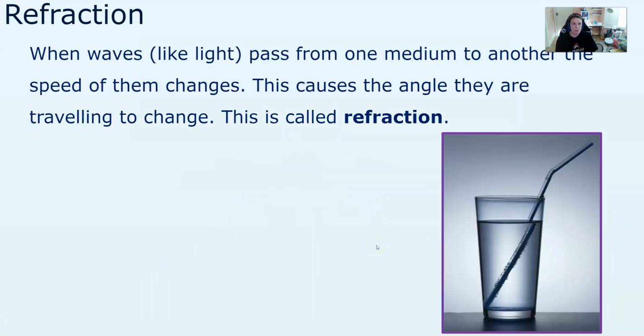You then have refraction. Refraction is where light, rather than reflecting, travels through one medium to another. So medium is what the light is traveling through. So waves pass from one medium to another and the speed changes, and this causes the angle they're traveling at to change, and this is called refraction, and it gives you strange images like this one where it looks like the straw is cut in half and the bottom half moved.